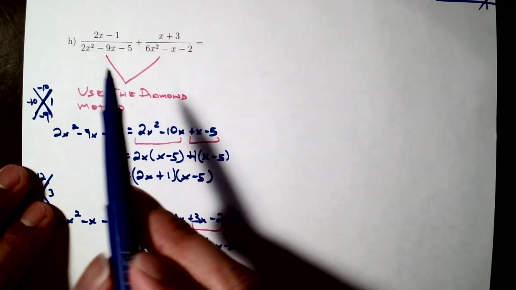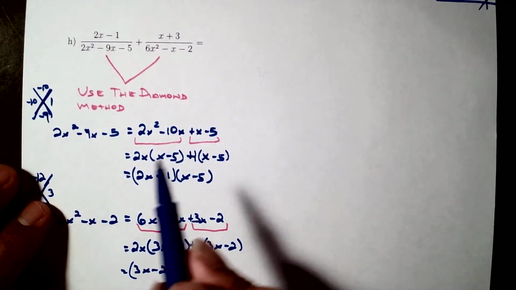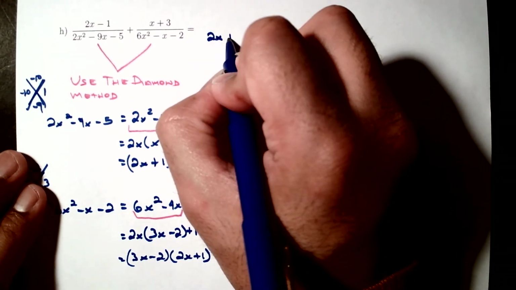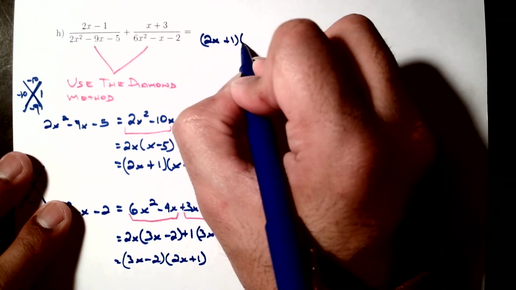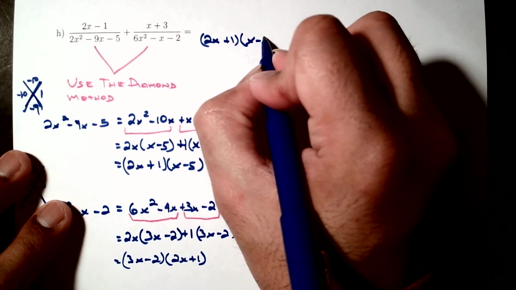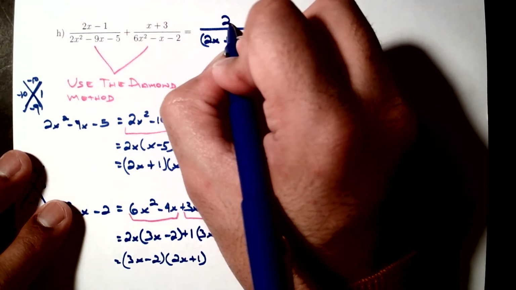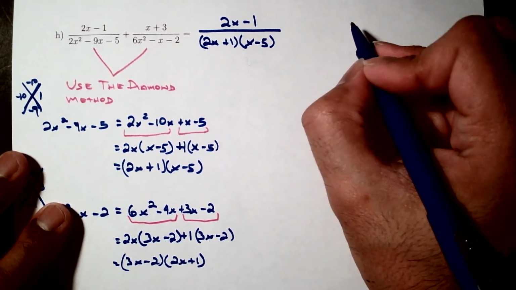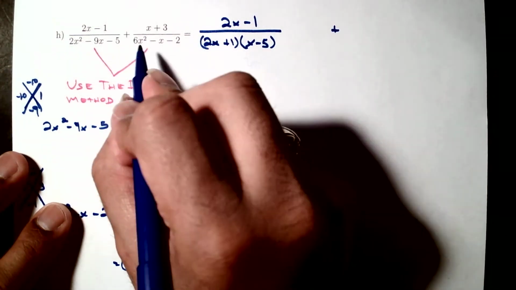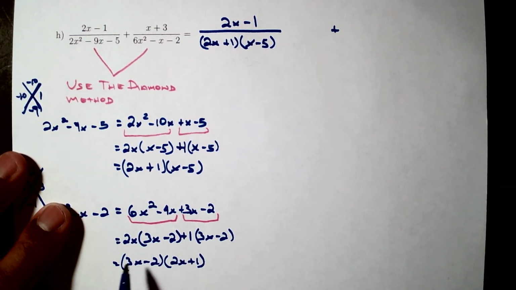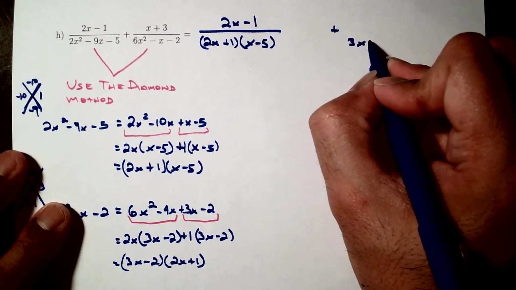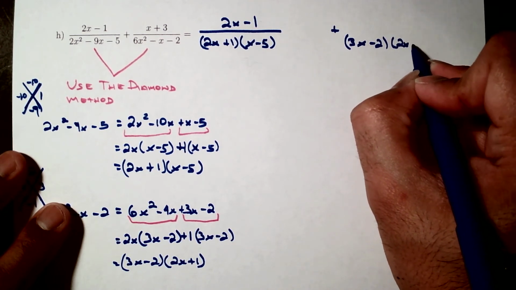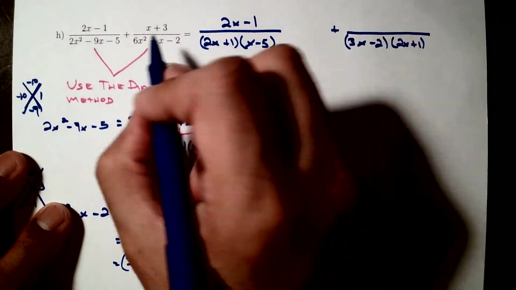Okay, so now I'm going to go back to the original problem and rewrite these denominators into their factor forms. That is 2x plus 1 times x minus 5. I'm going to leave space for missing factors. This trinomial becomes this one I have below, 3x minus 2 times 2x plus 1. Everything under x plus 3.